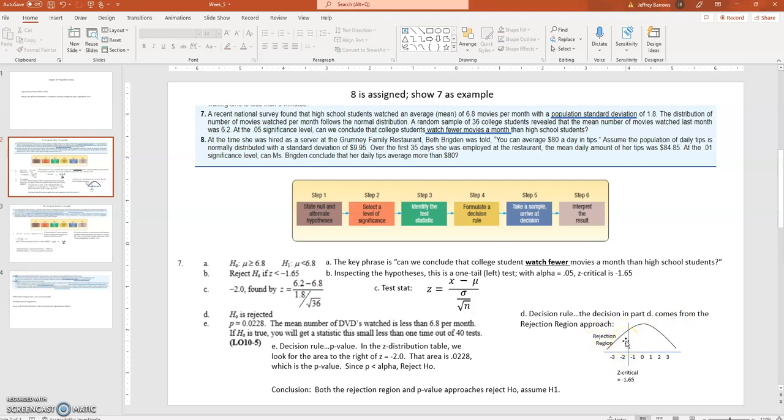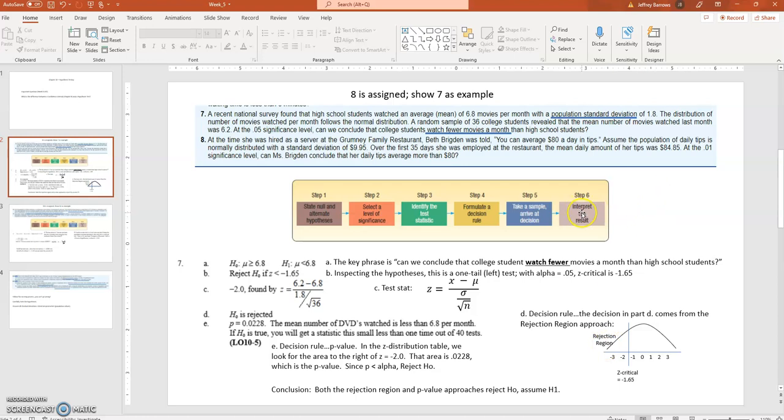So anything with a z-value less than minus 1.65 would put it in an area where we have the lower 5% of the distribution and the upper 95% of the distribution. And since your test statistic is minus 2.0, your test statistic falls in the rejection region.